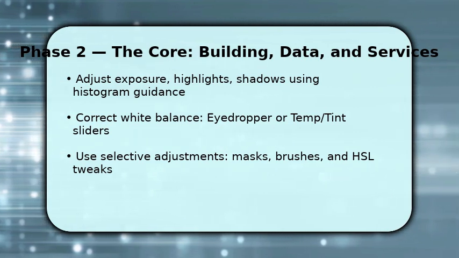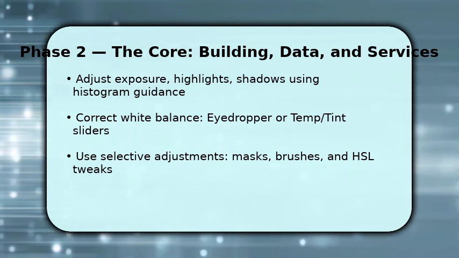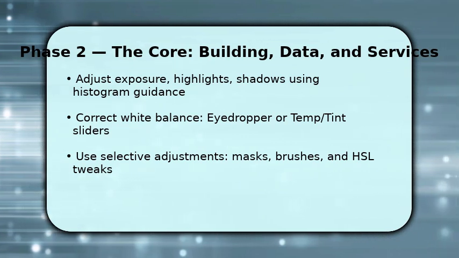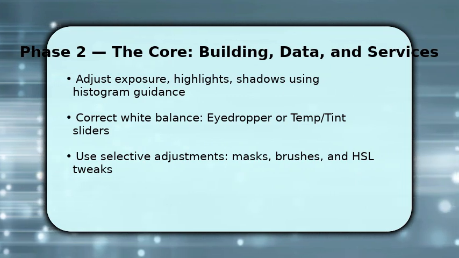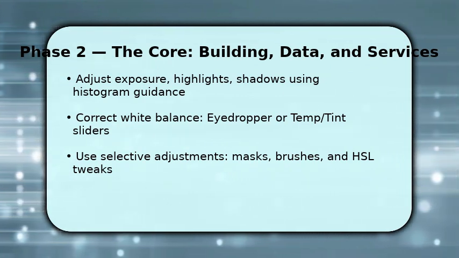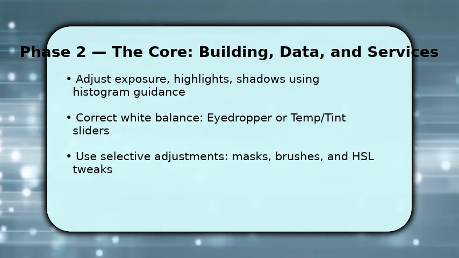Then fix white balance with an eyedropper on a neutral area or tweak temp/tint manually to restore true colors. Once balanced, apply selective adjustments. Use masks, brushes, or HSL sliders to refine skin tones, skies, or foliage.